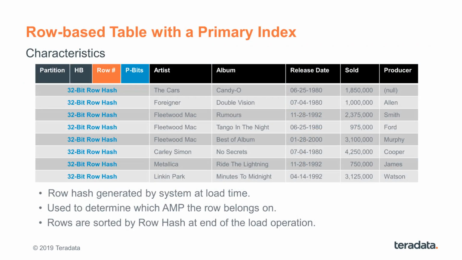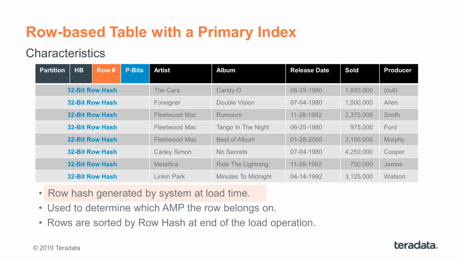With that in mind, let's look at a row-based table with a primary index. Our example table used throughout the slide deck contains information on albums and artists. So when you have a row-based table, you pick a primary index, a column or a set of columns, that is used to generate something called the row hash for every row. The row hash contains the hash bucket number as discussed on the previous slides. Other information like partition number, row number, and some parity bits are stored with the row as well, but are not of concern for this discussion.